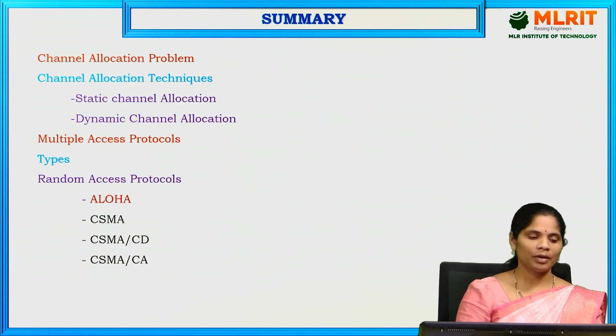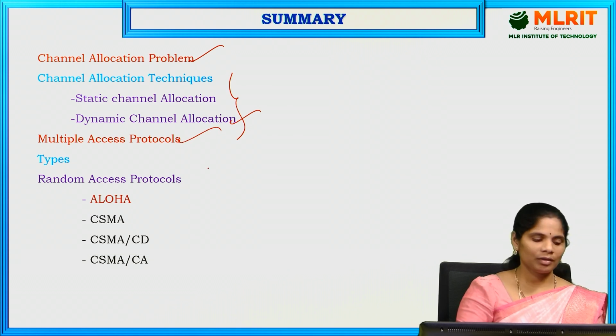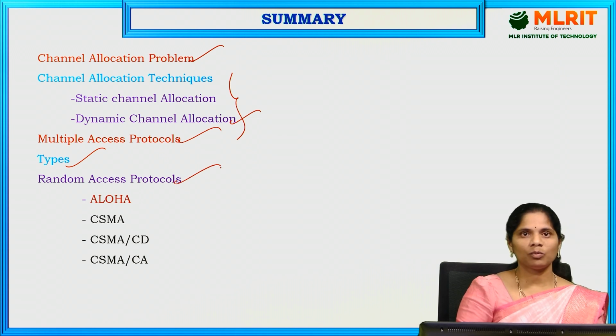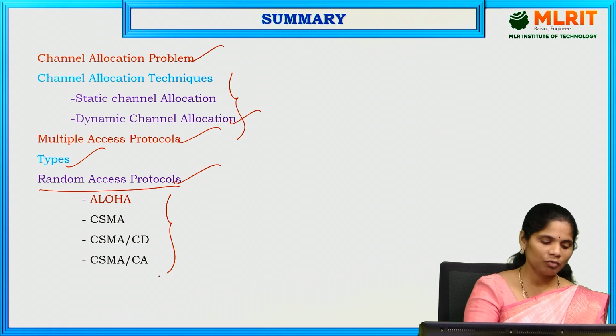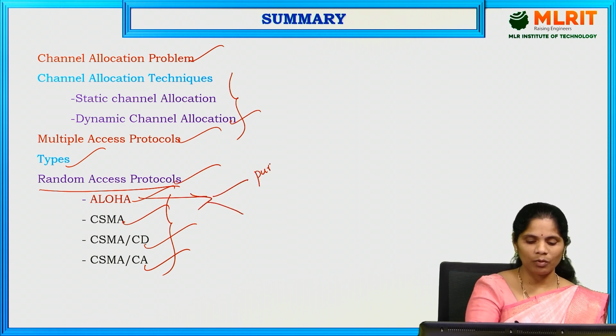And coming to the summary, we discussed today what the channel allocation problem is, and the different channel allocation techniques like static channel allocation and dynamic channel allocation. Next we discussed what multiple access protocols are and the different types of multiple access protocols. In that, we discussed random access protocols, which are again divided into four protocols: Aloha, CSMA, CSMA/CD and CSMA/CA. In today's session we discussed what Aloha is, the different types of Aloha, pure Aloha and slotted Aloha, and the differences between these two.